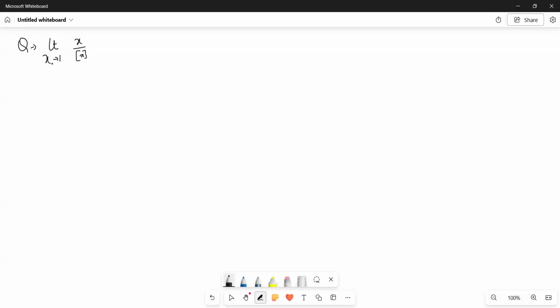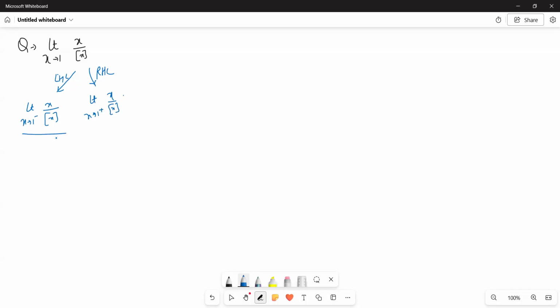Well, we are asked to find the limit at 1. And we know that for box x, 1 would be a key point. So in order to solve this limit, what would be the necessary mechanism? We have to split this into LHL and RHL. Now, the LHL of this would be limit x tending to 1 minus x by box x. And the RHL would be limit x tending to 1 plus x by box x.